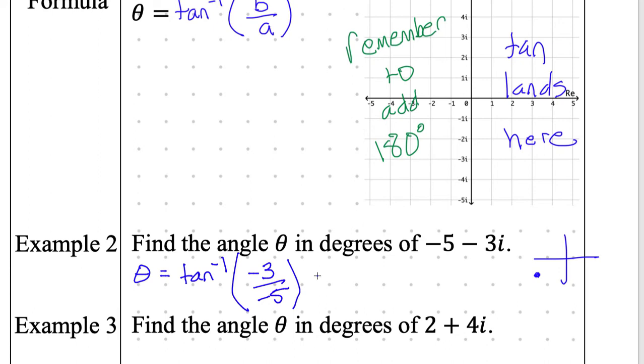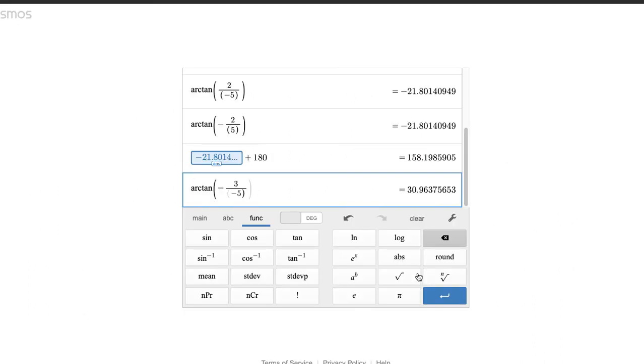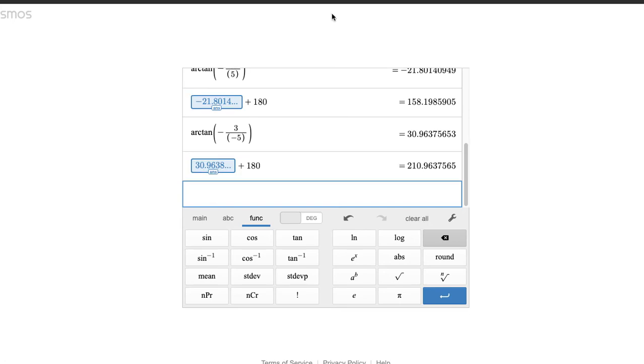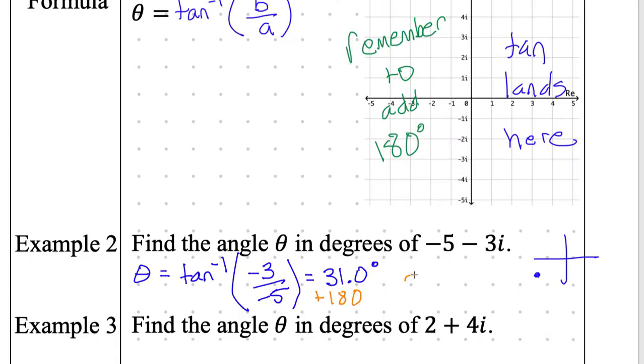This is equal to -31.0 degrees. Wait, is it always... But that's wrong, because Chris said we needed to do what, Chris? Add 180? We need to add 180 degrees because it's in the wrong quadrant. And our final answer is, I can just go like this, answer plus 180, and it's 149. Boom, bada boom, done. Why was that one easier? Well, I boiled down the process, so it's nice and easy now.